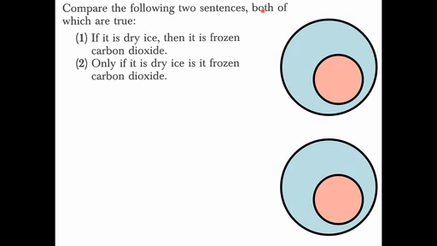Another one, along the same line. Compare the two sentences, both of which are true. If it is dry ice, then it is frozen carbon dioxide. Only if it is dry ice is it frozen carbon dioxide. These are both true.